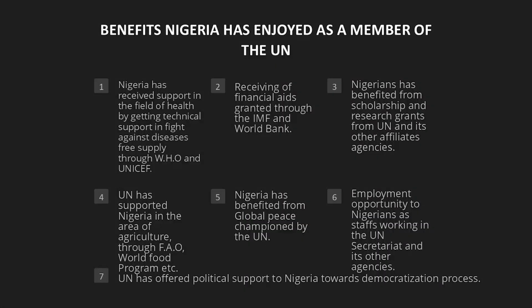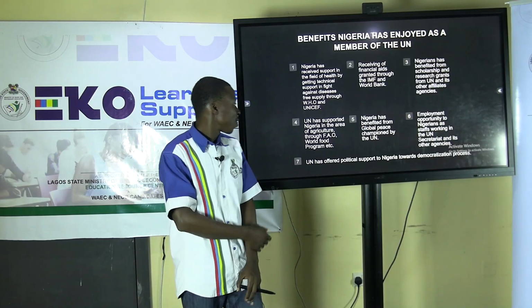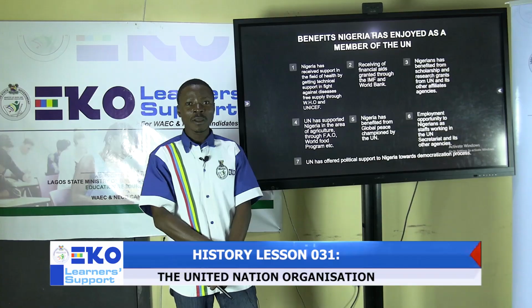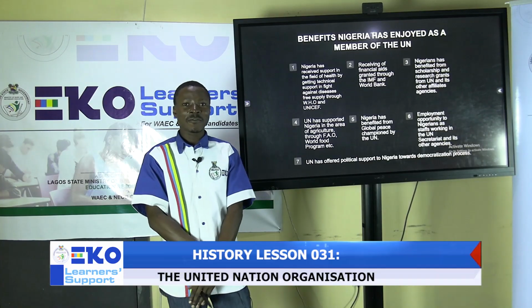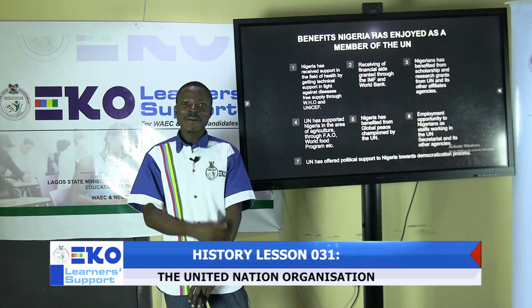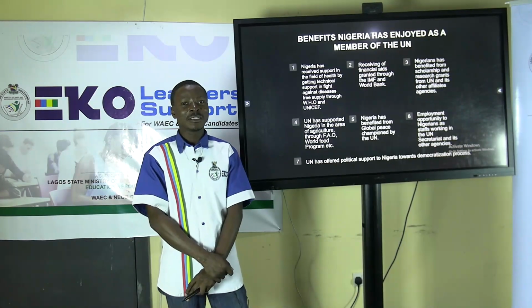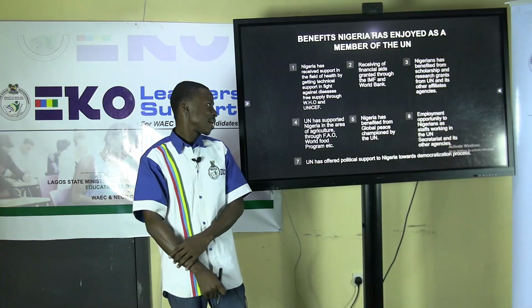And also the UN has supported Nigeria in the area of agriculture and food security through the World Bank program, the World Food Program, and the FAO, the Food and Agriculture Organization. Nigeria has benefited a lot from this in making sure that famine does not happen in the land and that there is food on the table for every Nigerian citizen.